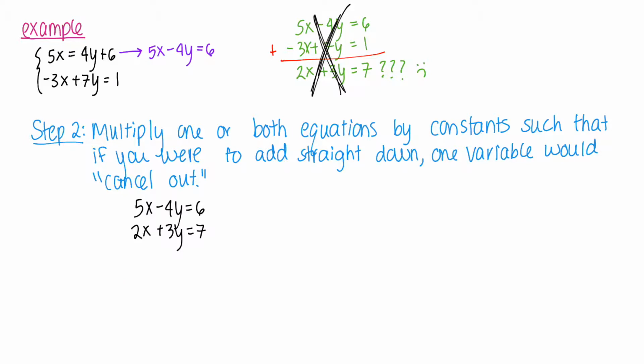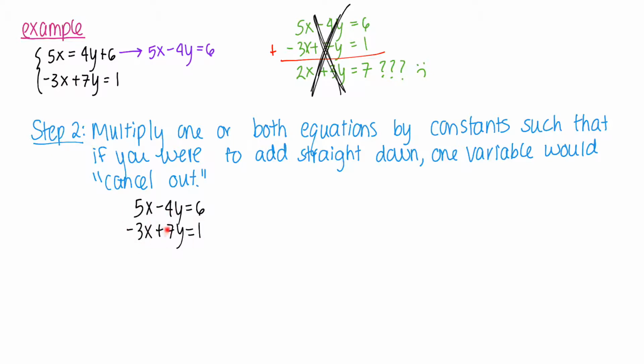So coming down here, now we are either going to cancel the x's or we're going to cancel the y's. And what did I do here? I accidentally wrote the wrong equation there. I should have been writing this equation down. So negative 3x plus 7y equals 1. Okay. That's the equation we're working with.